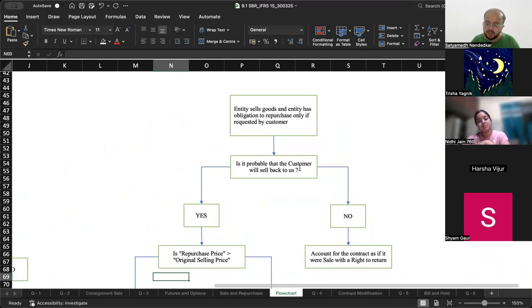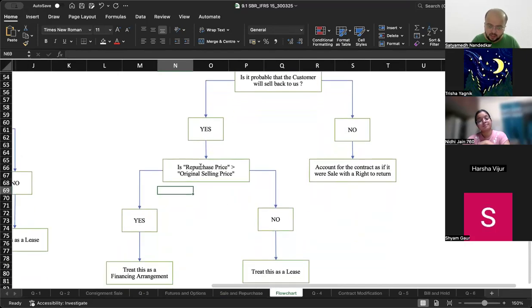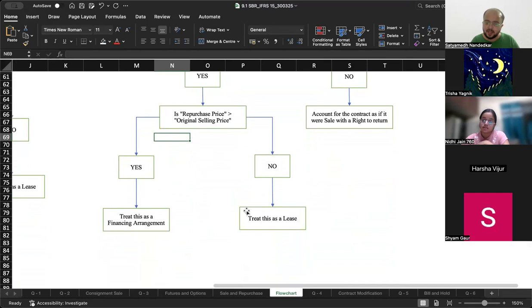Is it probable that the customer will sell back to us? If the answer is yes, then go down this path. Check if repurchase price is greater than original selling price. If the answer is yes, treat it like a financing arrangement. If the answer is no, treat it like a lease.